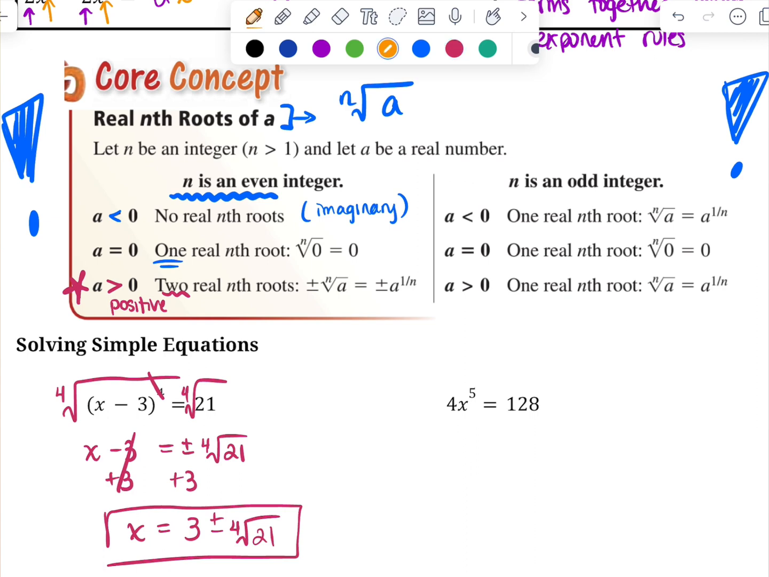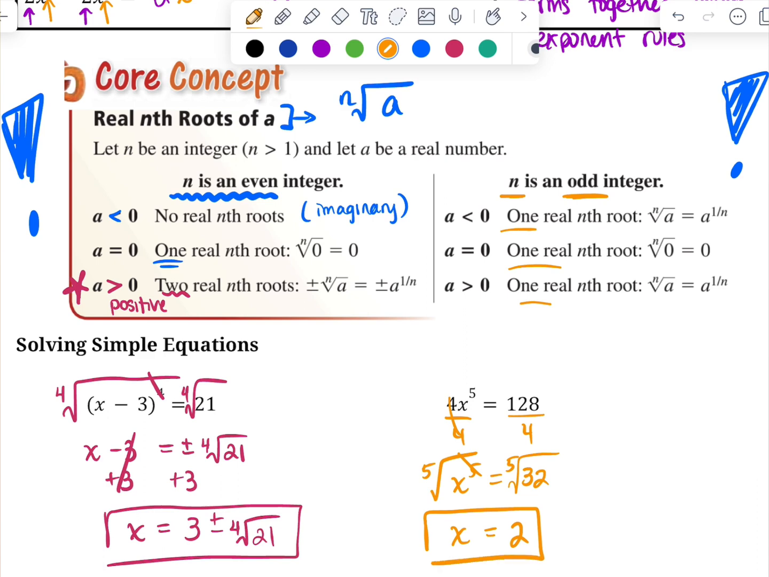Now, on the flip side, when n is odd, you're going to get one answer no matter what. Okay? No matter what, it's going to be one singular answer. So if I take a look at this problem, I divide by 4. And so I get x to the 5th equals 32. Okay? And then I'm going to take the 5th root of both sides because that's going to get rid of my 5th power. That's the undoing operation. And the 5th root of 32 is 2. That's it. I get one answer.